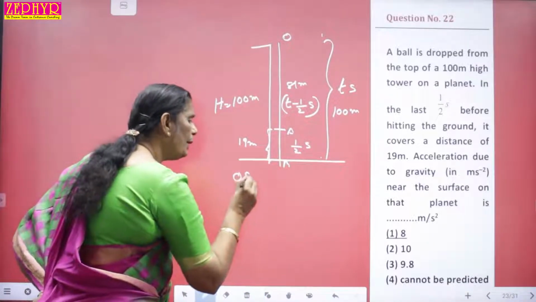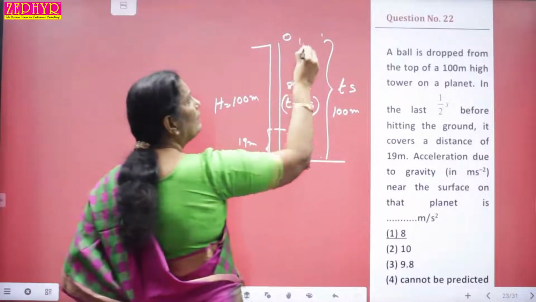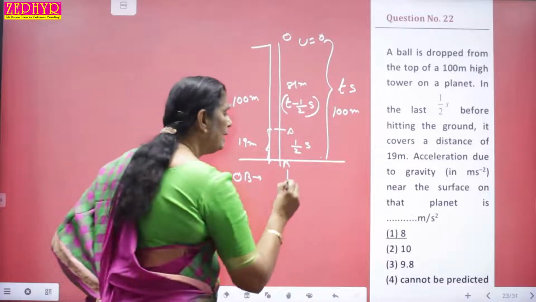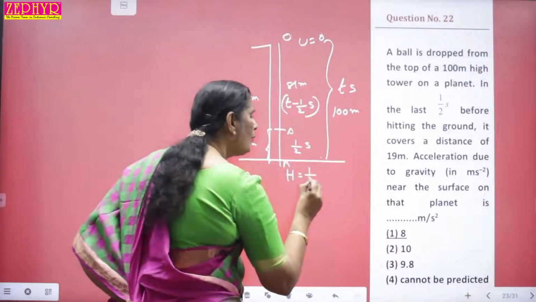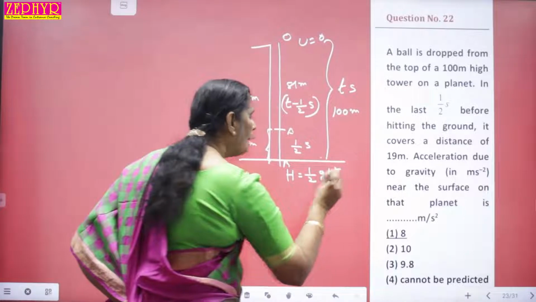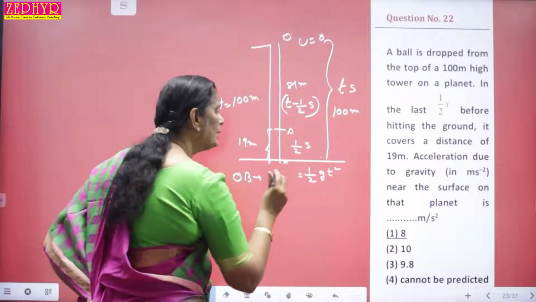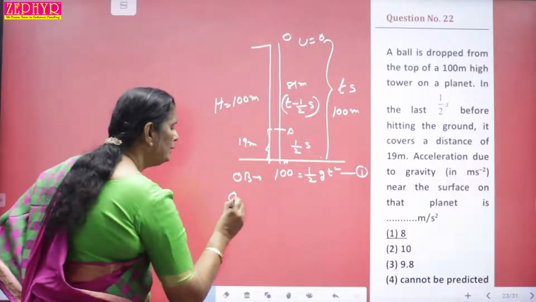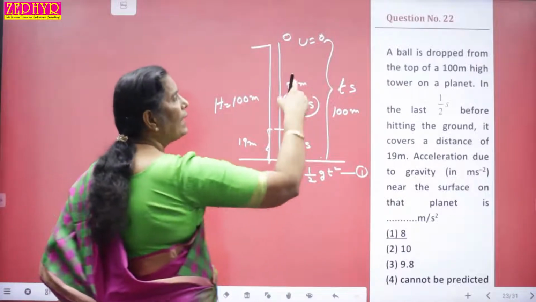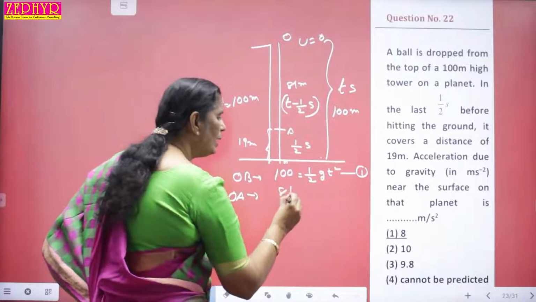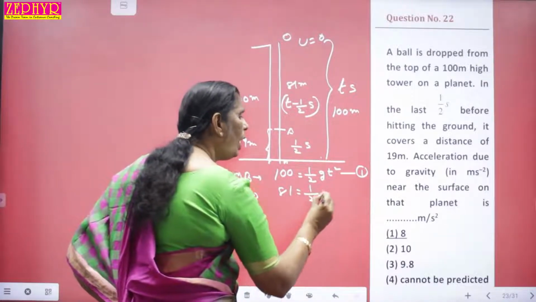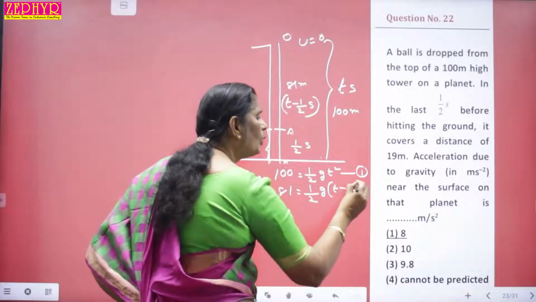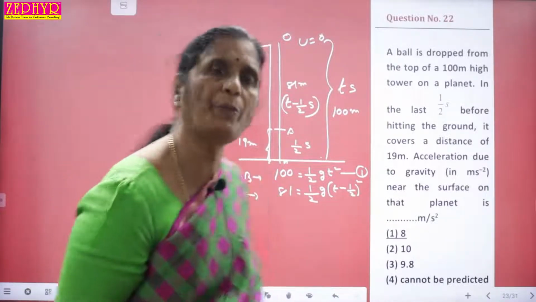For the journey OB, initial velocity is 0. So S is equal to ut plus half at square. So H is equal to half into G into t square. Here H is 100. Call that the first equation. And for the journey OA, 100 minus 19, 81. Again U is 0. Half G into T minus 1 by 2, the whole square. 0.5 seconds we have to subtract.